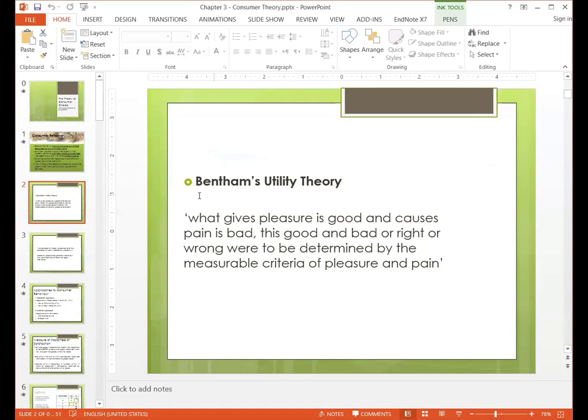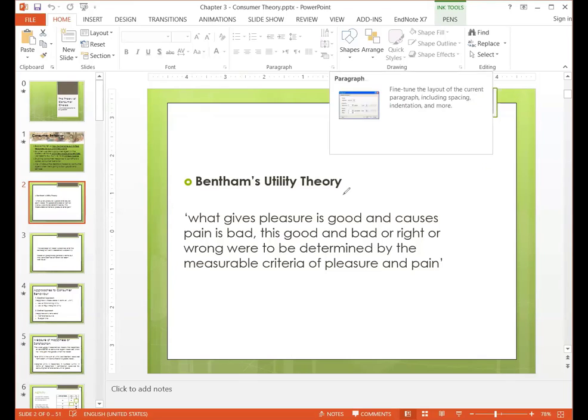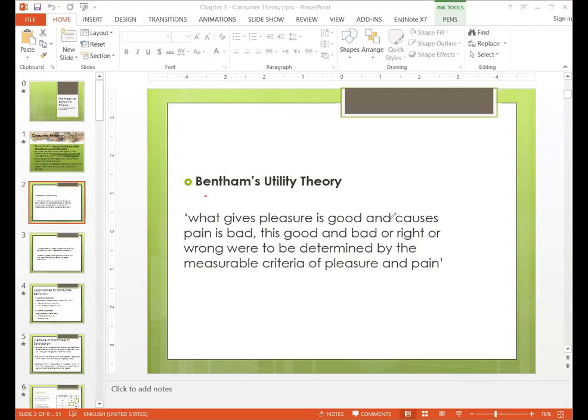So the idea started with the definition by Bentham. Bentham gave a utility theory. According to him, what gives pleasure is good and what causes pain is bad. So he defined that the things that make us happy are good for us, and the things that give us pain are bad for us. So it means he has defined good and bad in economics. This good or bad, right or wrong, was to be determined by the measurable criteria of pleasure and pain.